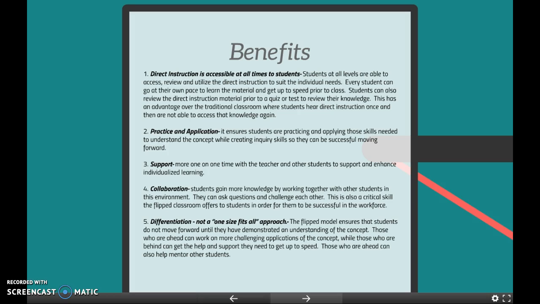It offers differentiation benefits. It's not a one-size-fits-all approach. The flipped model ensures that students do not move forward until they have demonstrated an understanding of the concept. Those who are ahead can work on more challenging applications, while those who are behind can get the help and support that they need to get up to speed. Those who are ahead can also mentor other students.